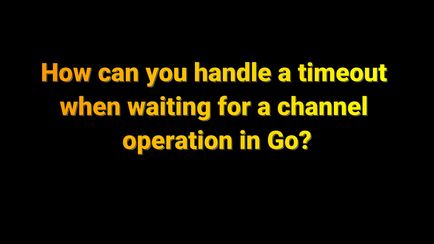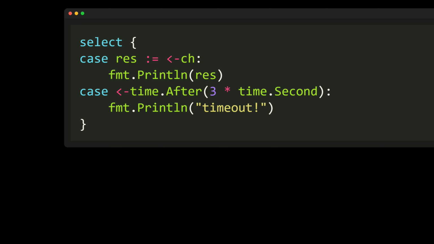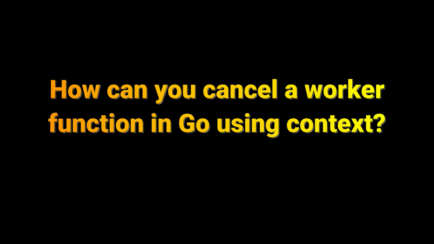Question: how can you handle a timeout when waiting for a channel operation in Go? You can use a select statement with time.After to handle timeouts. In the select block, you have one case for reading from the channel normally. Then you add another case using time.After with a duration, like 3 times time.Second. If the channel doesn't receive any data within that time, the timeout case will run, and you can print a timeout message.